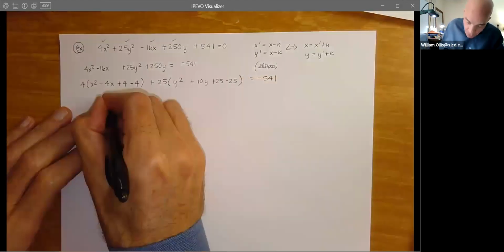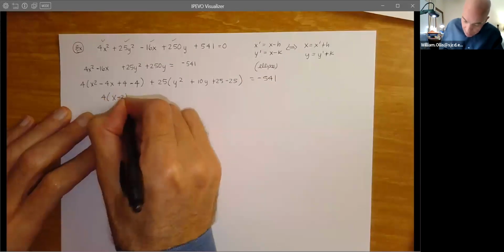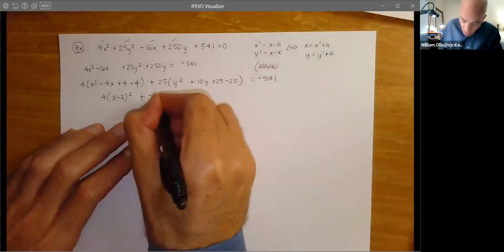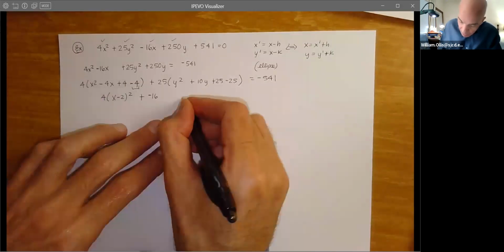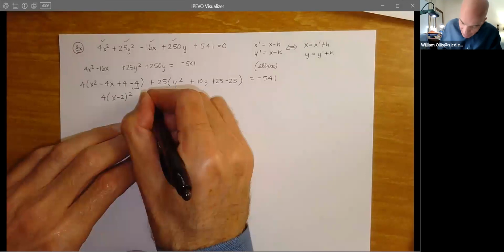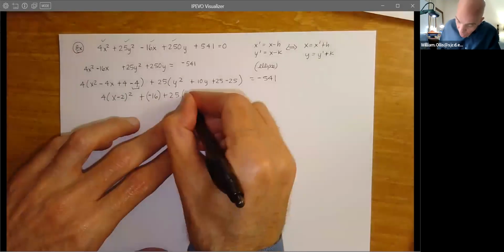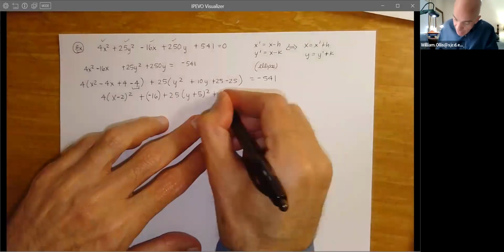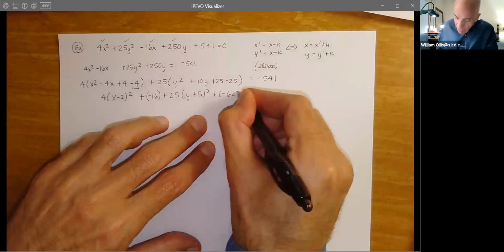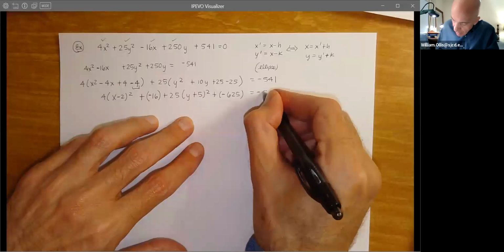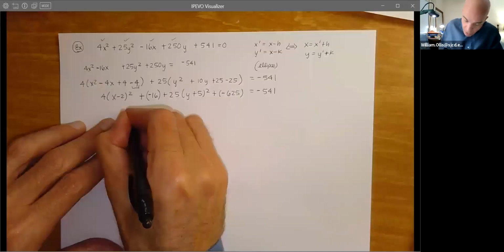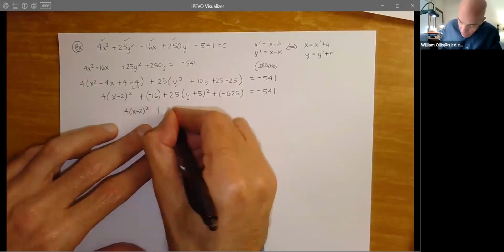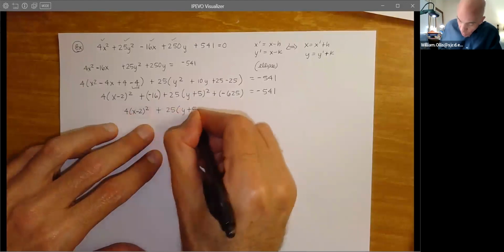So this gives us a 4 times an x minus 2 quantity squared. And let me go ahead and write the extra. So we get minus a 16 when we got the extra here. And then we get plus 25, so I'll just put that in parentheses. And then 25 times y plus 5 quantity squared. Then we got a 25 times a 25, so that's plus a negative 625. How interesting. Which equals negative 541. So now we have 4 times x minus 2 quantity squared plus 25 times y plus 5 quantity squared.